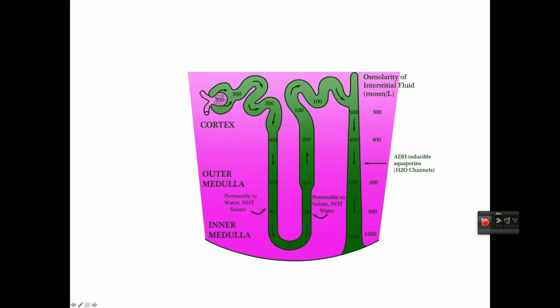So these questions that you guys get, they're going to try and trick you, but this is always going to be isotonic, no matter what. No matter if you give them diuretics, it doesn't matter. It's always going to be isotonic.